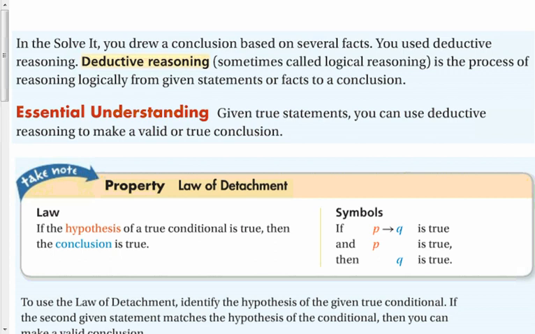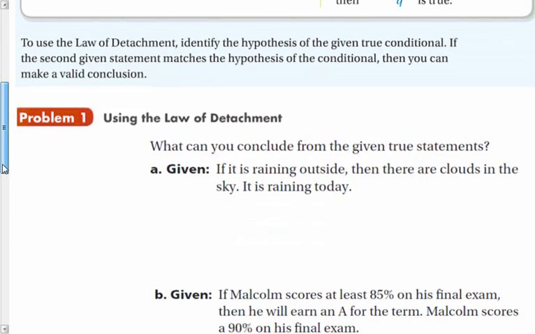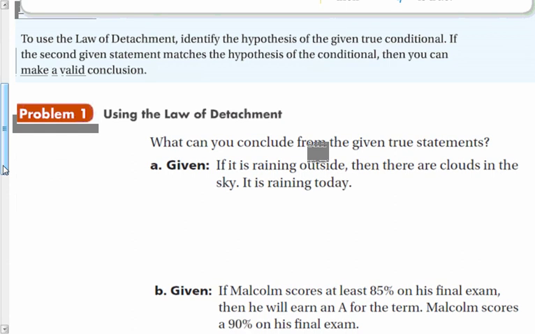All right, so our first property that we're going to talk about here is called the law of detachment. Basically what it says is if the hypothesis of a true conditional is true, then the conclusion is true. We're going to do a couple examples of that so you can get used to that.